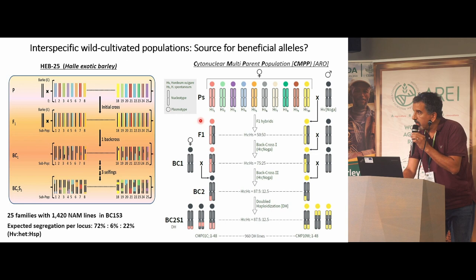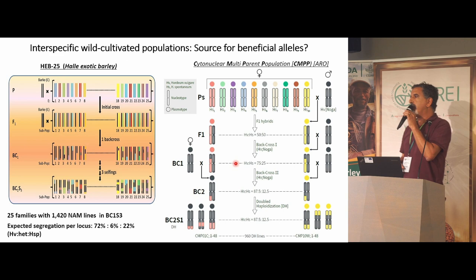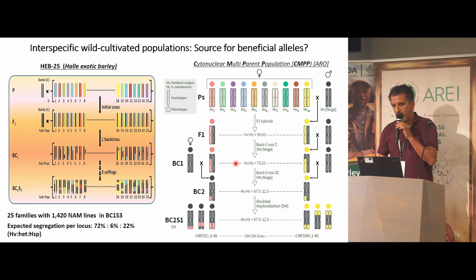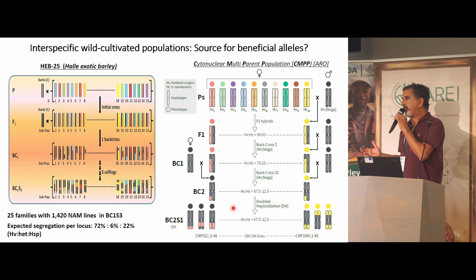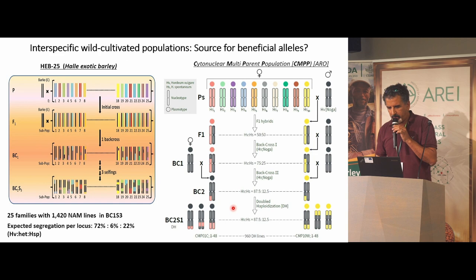This is the cytonuclear multi-parent population, in which we introduced the cytoplasm from 10 different B1Ks into the cultivated, backcrossed it once directionally, and then for the second backcross, we added another backcross, and these backcrosses were done in two directions, meaning that now we have a population that is segregating both for the plasmotype and also for the nucleotype. And on all that, we did double haploid, so this is a fixed population. These are all double haploid, they're all being genotyped these days, and I'll get back to that at the end of the talk.